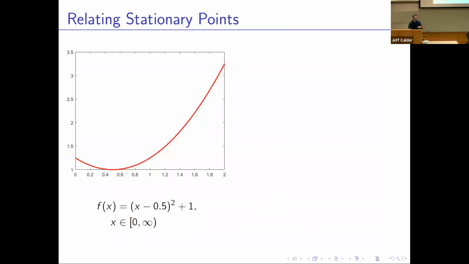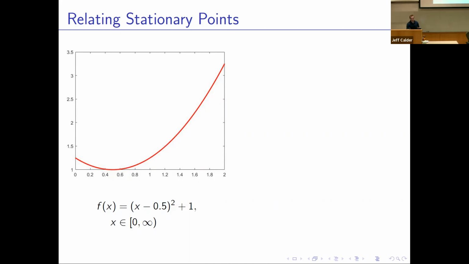To see pictorially the relationship between the unconstrained model and the constrained model, we can look at a one-dimensional example. What I have in red is this function f, a parabola, and let's say I'm trying to minimize this function for strictly non-negative values. When I look at this plot, I see I have a global minimizer around, say, 0.5, but I also have a local maximum at 0.